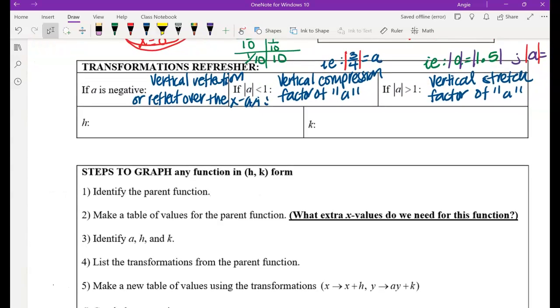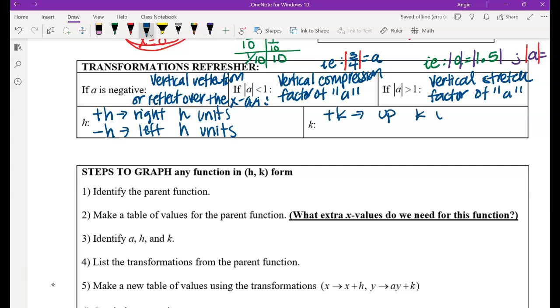Your H and the K, that's going to be left and right, and up or down. So positive H is going to be right H units. Negative H is going to be left H units, whatever the units are. We have positive K, that will be up K units, and negative K is going to be down K units, whatever numbers those give us.